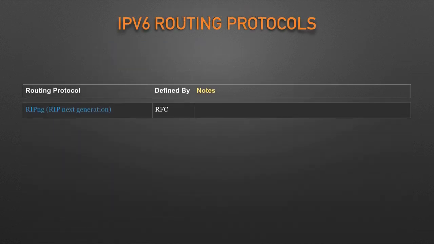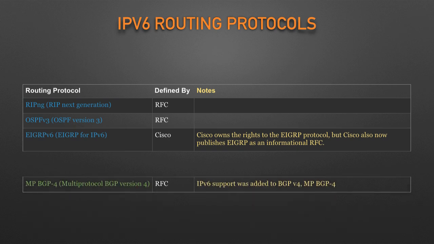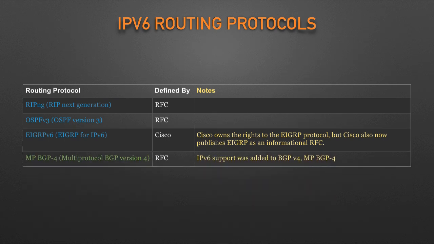IPv6 Routing Protocols. Over time, Routing Information Protocol, RIP, Open Shortest Path First, OSPF, Enhanced Interior Gateway Routing Protocol, EIGRP, and Border Gateway Protocol, BGP, were all updated to support IPv6. In addition, these routing protocols also follow the same Interior Gateway Protocol, IGP, and Exterior Gateway Protocol, EGP, conventions as their IPv4 cousins.